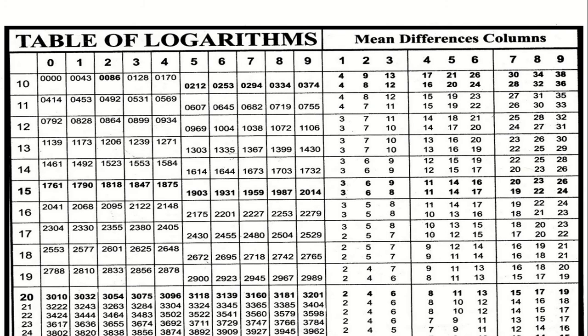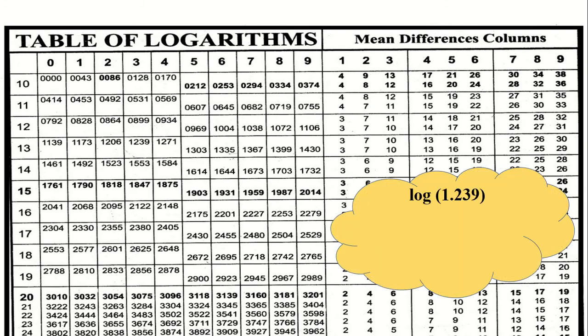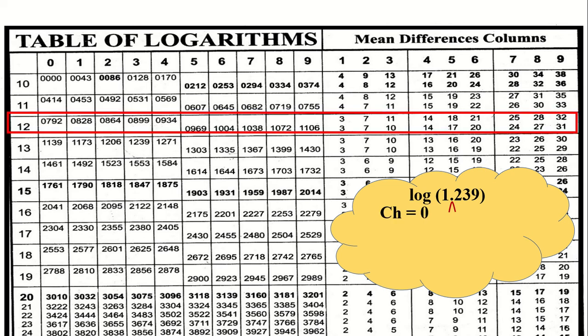Again, for the next log, which is 1.239, the decimal point is on the reference position, meaning after the first non-zero digit, so the characteristic is 0. Consider 12 in the column of 3, 12 in the column of 3.